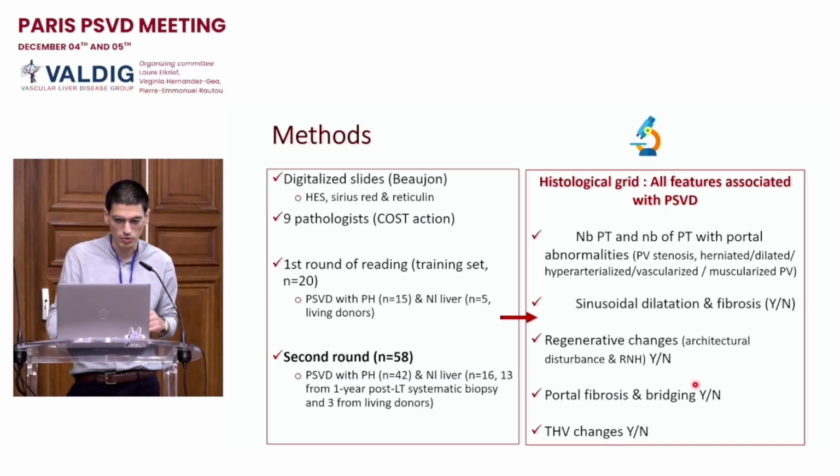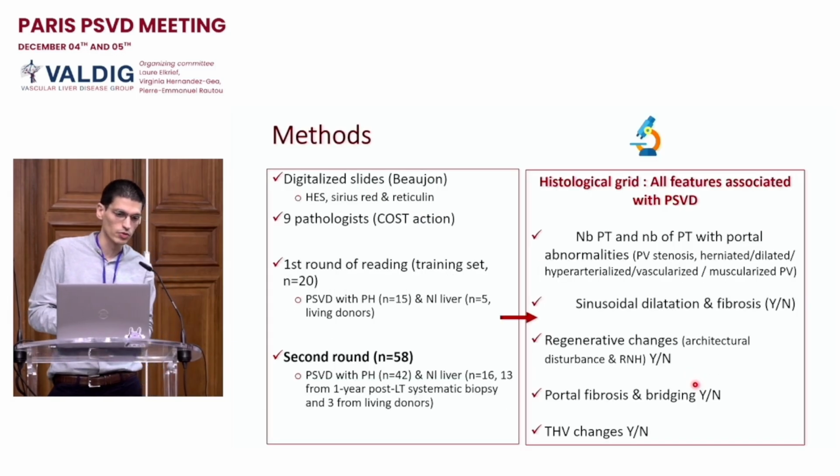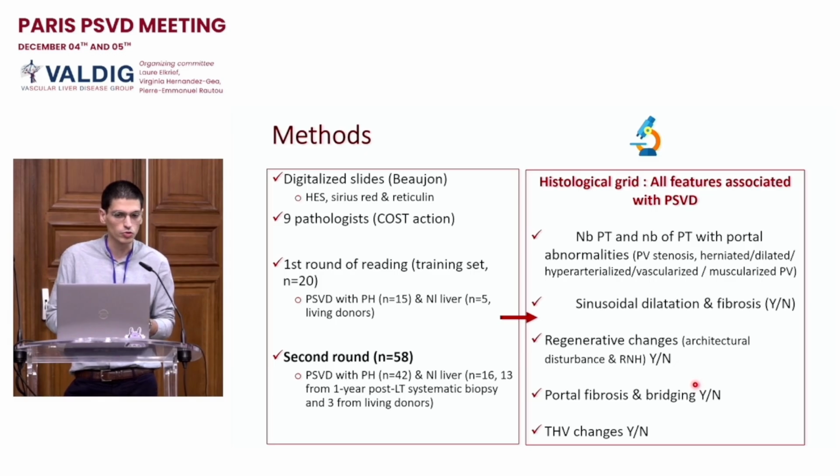So, long story short, for that we used digitalized slides from Beaujon with 9 pathologists from the COST action, with 2 rounds of reviewing of the biopsies. I will mainly share with you the second round of the biopsies. So 58 biopsies, mainly PSVD patients with portal hypertension.